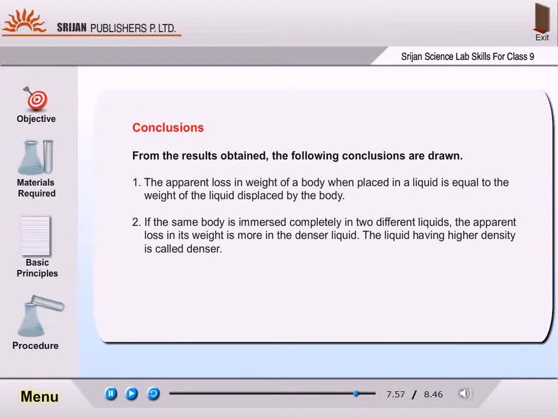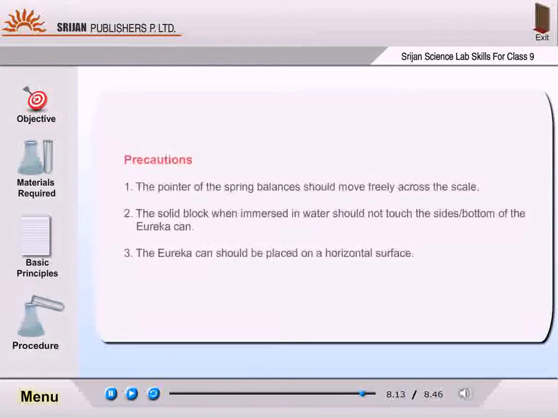Precautions. The pointer of the spring balance should move freely across the scale. The solid block, when immersed in water, should not touch the sides or bottom of the Eureka can. The Eureka can should be placed on a horizontal surface.